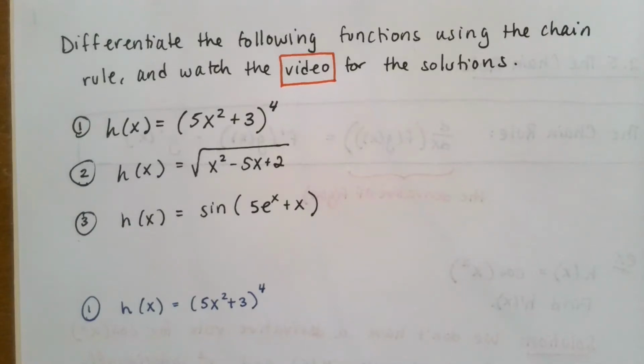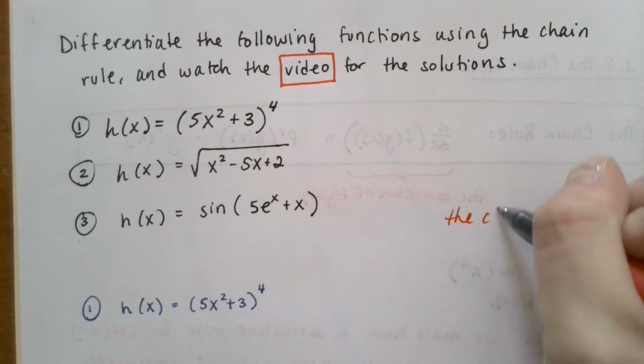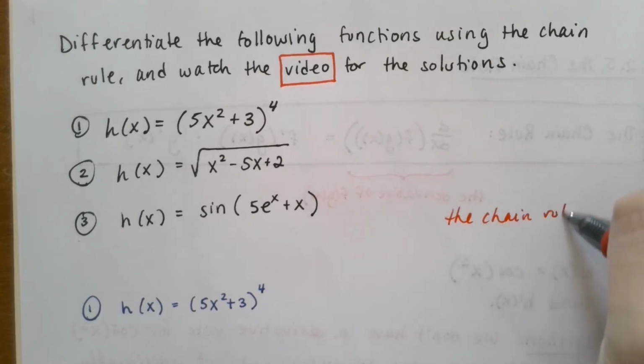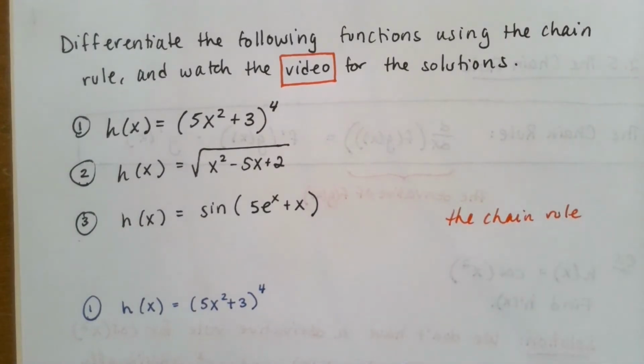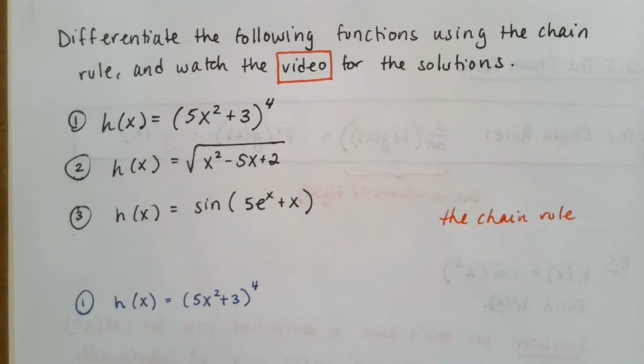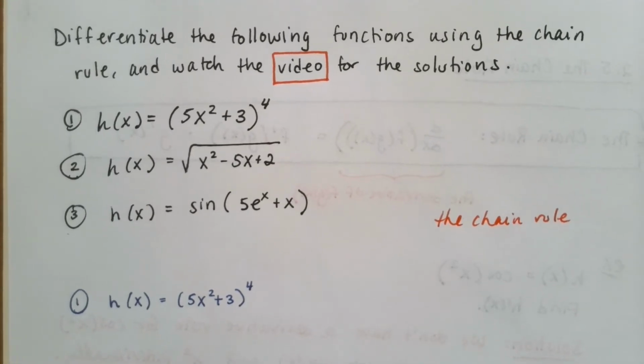Hi everyone, in this video I'm going to do the solutions to the 3 chain rule examples in the notes. All 3 of these are going to use the chain rule, so we'll remind ourselves what that is before we continue. The chain rule is a rule for computing the derivative of the composition of functions that you have derivative rules for, right?